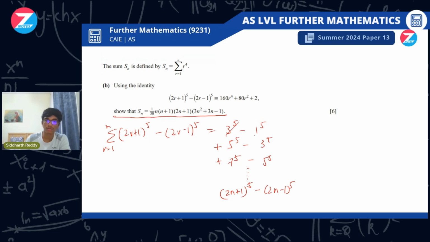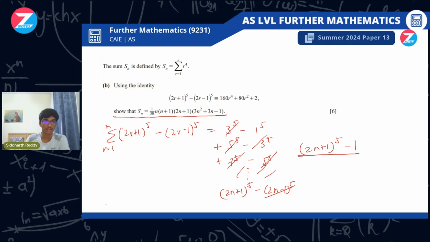This 3 to the power 5 and minus 3 to the power 5 cancel out. 5 to the power 5 minus 5 to the power 5 cancel out, and so on and so forth. These all cancel out until we're left with (2n+1)^5 minus 1 to the power 5, which is just equal to (2n+1)^5 minus 1. Okay, so this is the left hand side.